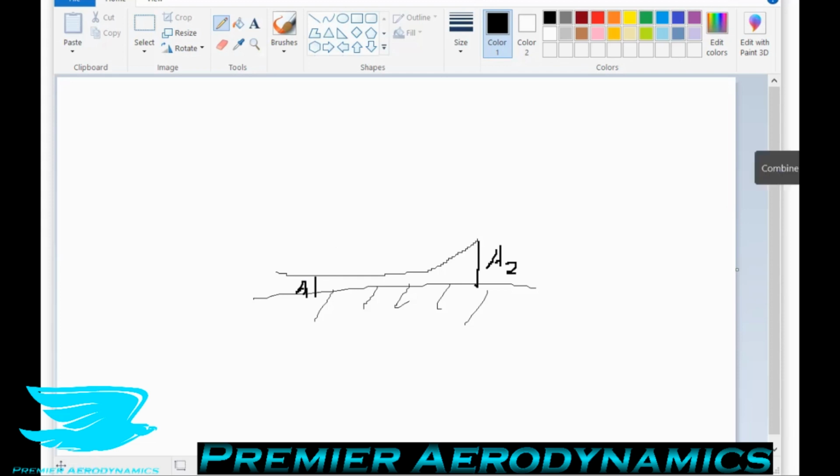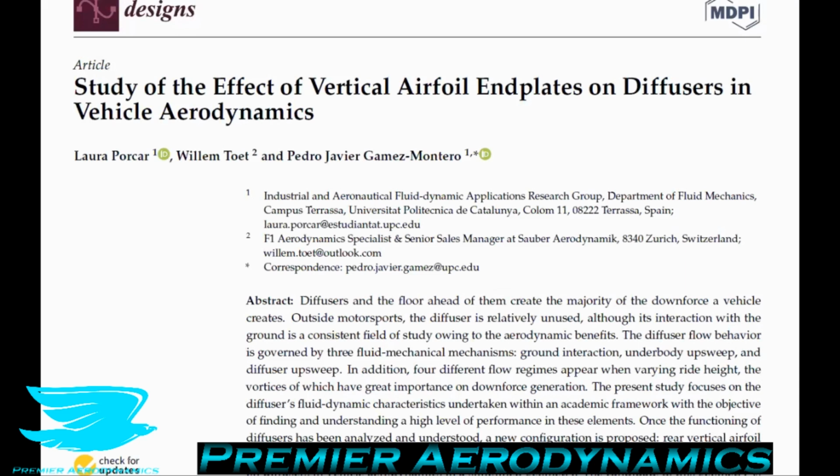So that's a diffuser, and we find these things on all sorts of aerodynamics, such as cars and also in turbojets, for example, the nozzle of the exit, and etc.